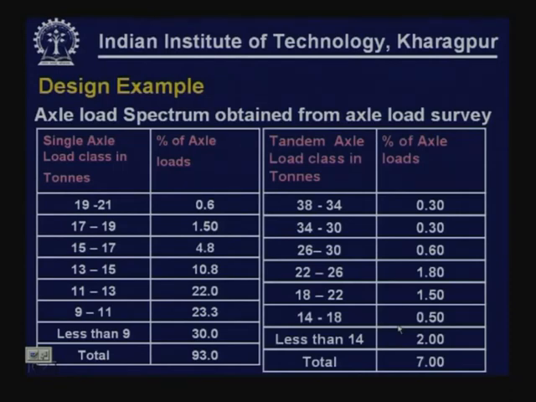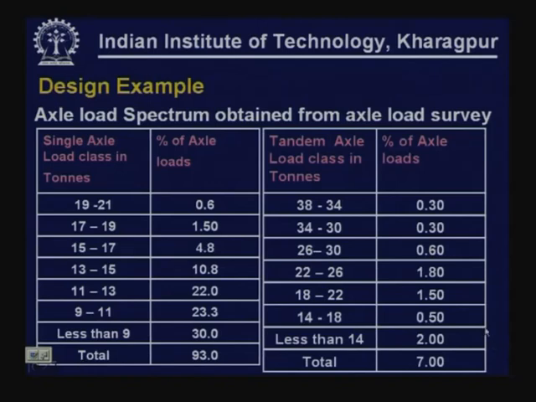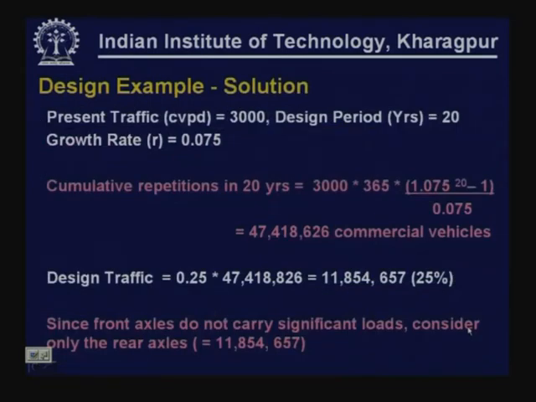This is the axle load spectrum obtained from an axle load survey. Single axle loads, load groups 19 to 21, 17 to 19 and so on, down to 9 to 11 and less than 9. For different axle load groups, the corresponding percentage of axle loads is given. Out of the 100% axles, 93% are single axles and the remaining 7% are multi axles, basically tandem axle loads. The distribution of tandem axle loads is also given here.